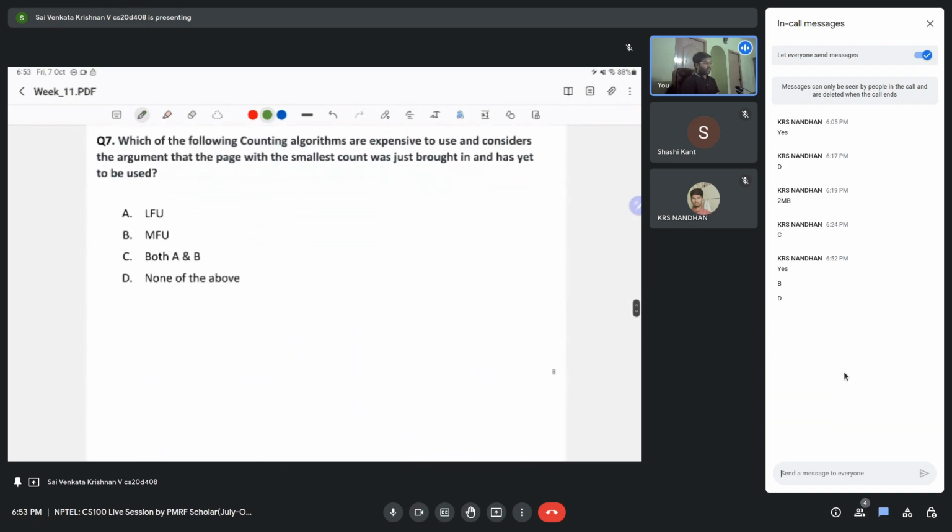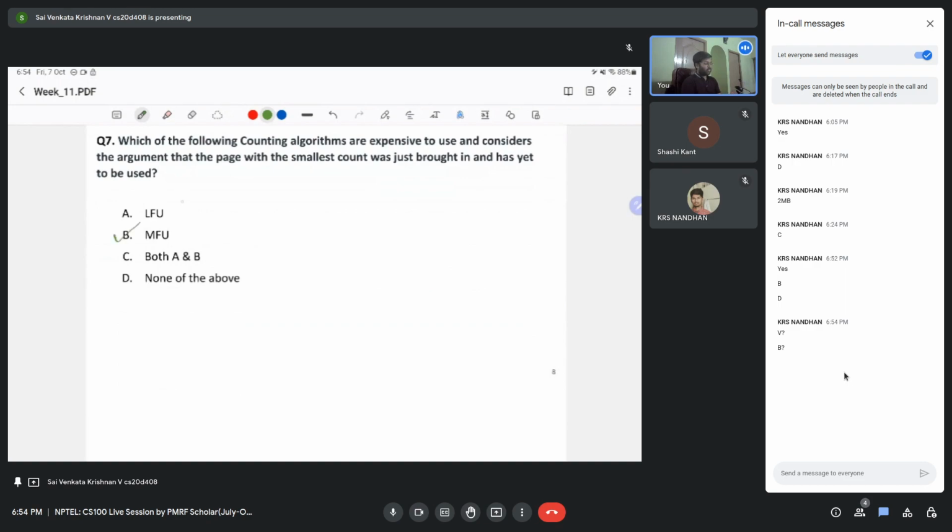Which of the following counting algorithms are expensive to use and consider the argument that the page with the smallest count was just brought in and is yet to be used? Is it LFU, MFU, or both A and B, or none of the above? Any guesses? Right. Option B is the correct answer.